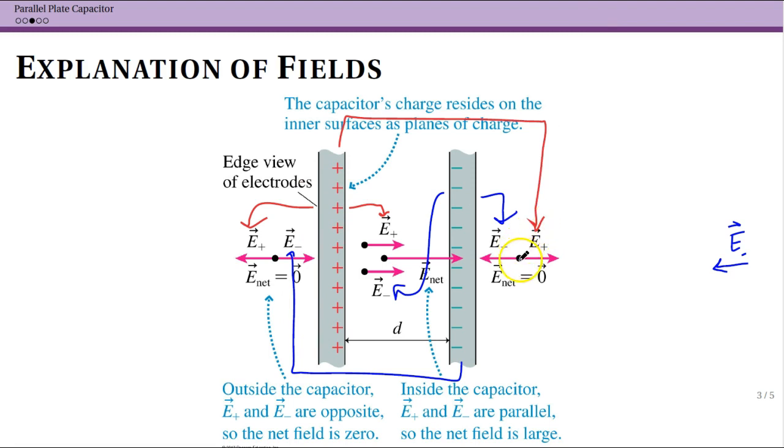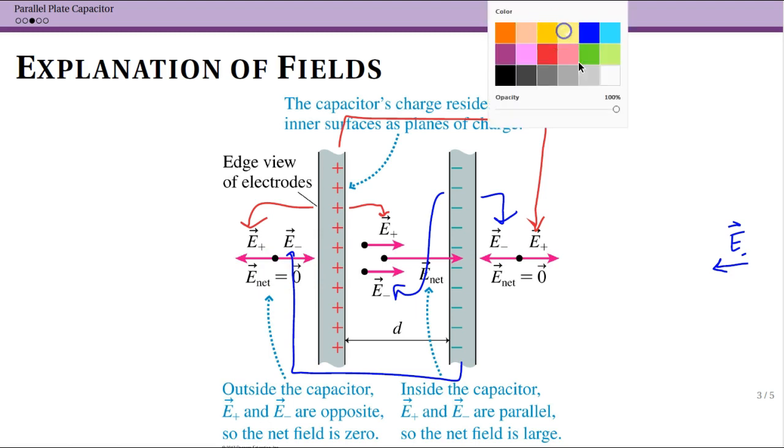So when you look on the outside, these 2 fields cancel because the one from the negative electrode points towards the negative electrode. The one from the positive electrode points away from the positive electrode. Those are 2 different directions here. They're equal in magnitude because the distance does not matter. And the same pattern holds over here.